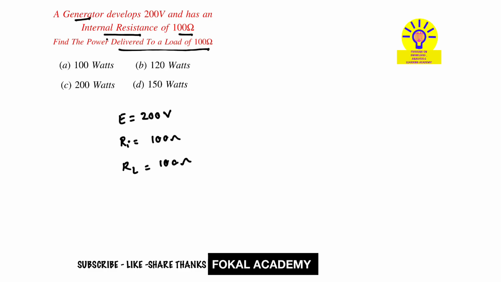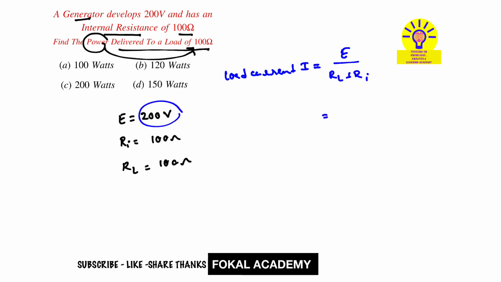Here we want the power delivered in the 100 ohms load resistance. So first of all, find the load current. So load current I equal to generated voltage divided by total resistance. That means RL plus RI. So E is 200 volts upon 100 ohms plus 100 ohms. Load current I equal to 1 ampere.